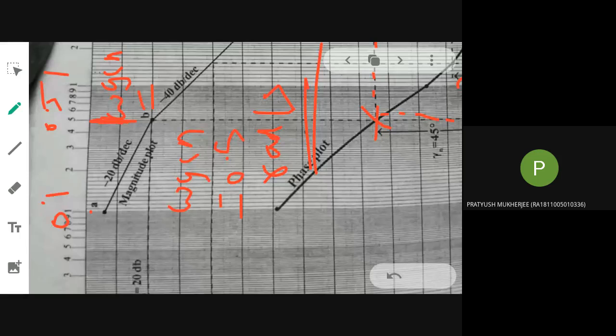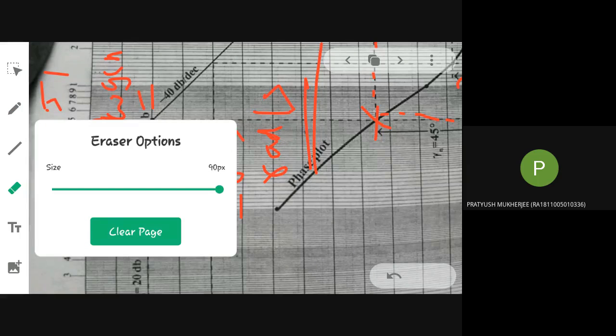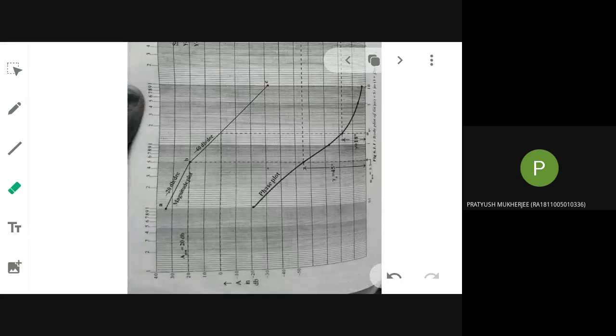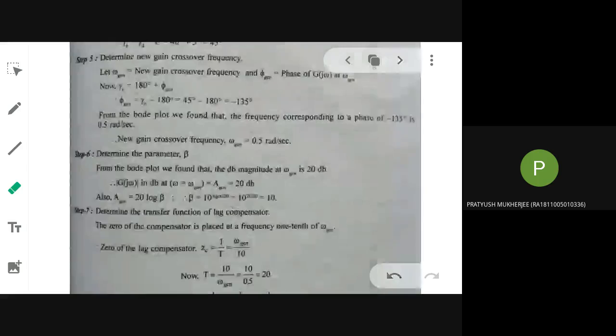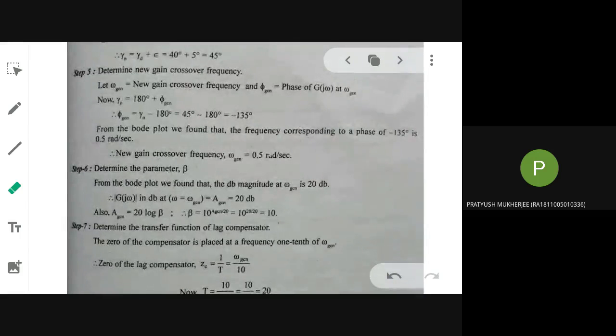Okay, so this is the next step that you are going to do. Okay, that point is over. From the graph, you got what value? 0.5 radians per second. That is corresponding to minus 135. From the Bode plot, you have determined that.